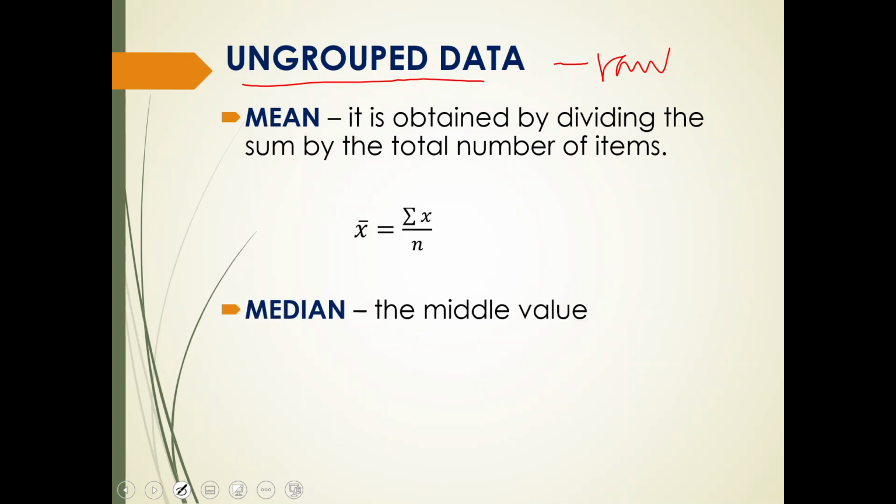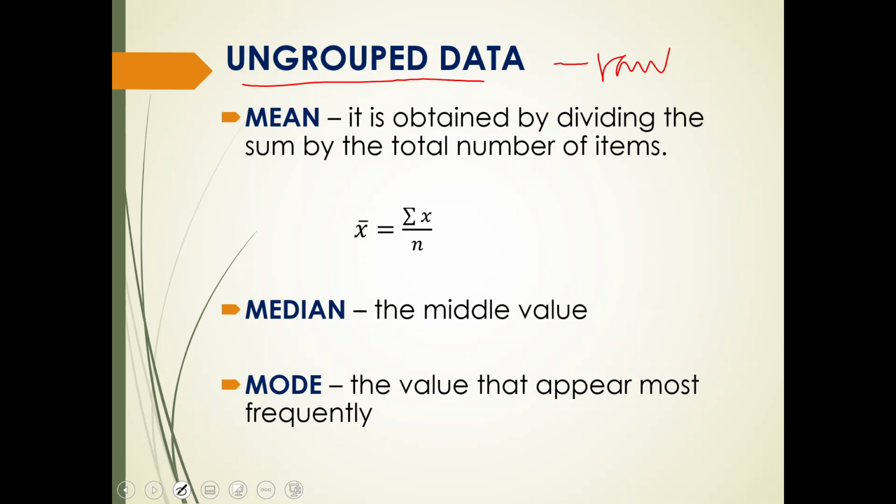Now, the three measures of description for ungrouped data. First is the mean, or this is also known as the average. Your average is obtained by dividing the sum by the total number of items. So if you have 15 observations, 15 data, you add all this information and then you divide it by 15. Okay, so that is the sum of all x divided by n.